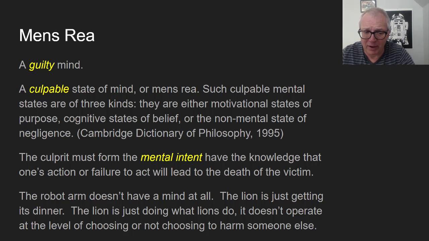Although, thinking about Dennett's notion of the intentional stance, we would say about the lion that it's planning, that it's tracking, that it's devising a plan in order to catch the tourist.